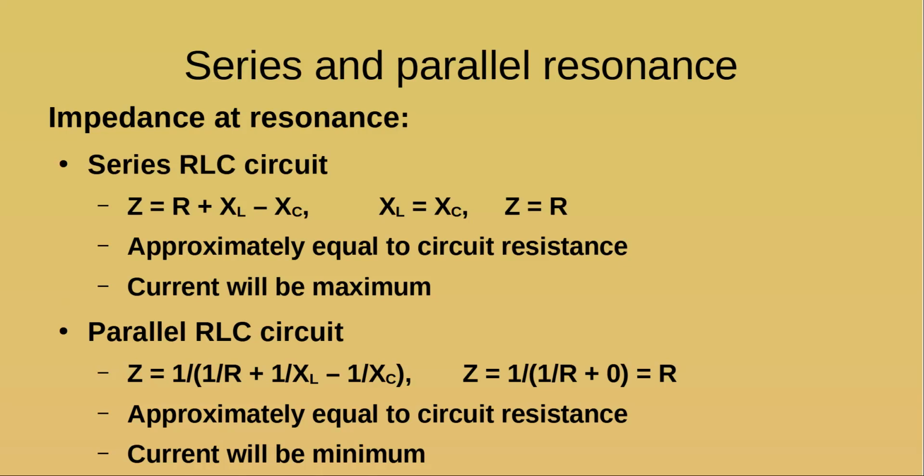In a parallel RLC circuit, it's just the reciprocal, basically. And the way you figure it out is you treat the reactances, since they're in ohms, just like you do parallel resistors. So it's the reciprocal of the sum of the reciprocals. And in this case, when you take 1 over XL minus 1 over XC, and XL is equal to XC, they cancel out. So you get the impedance is equal to R.